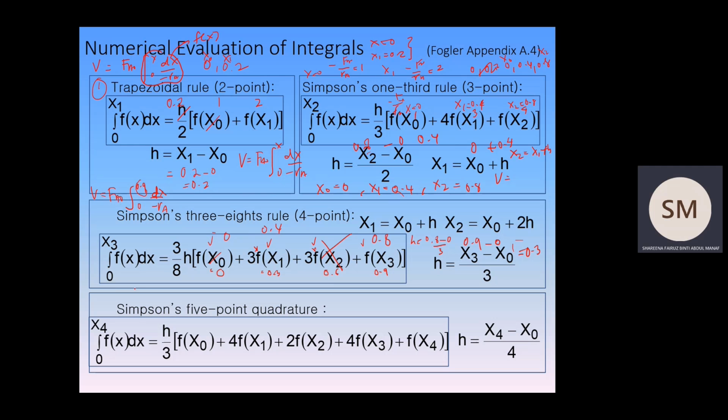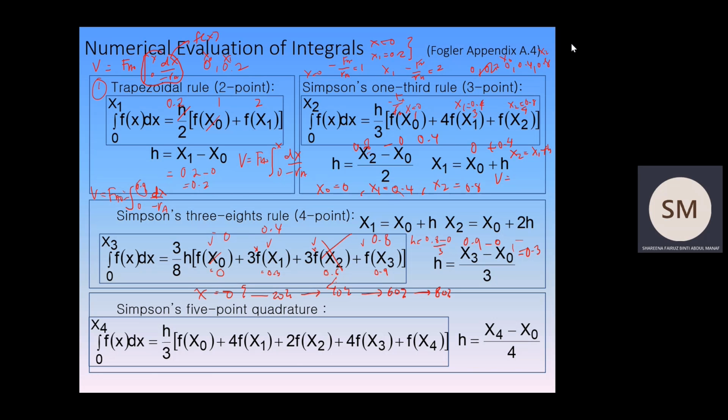Next one is Simpson's 5-point quadrature. This one you can apply to at least 5 points. For example, you can have x at 0, and then 0.2, and then 0.4, and then 0.6, and then 0.8. So what is h here?